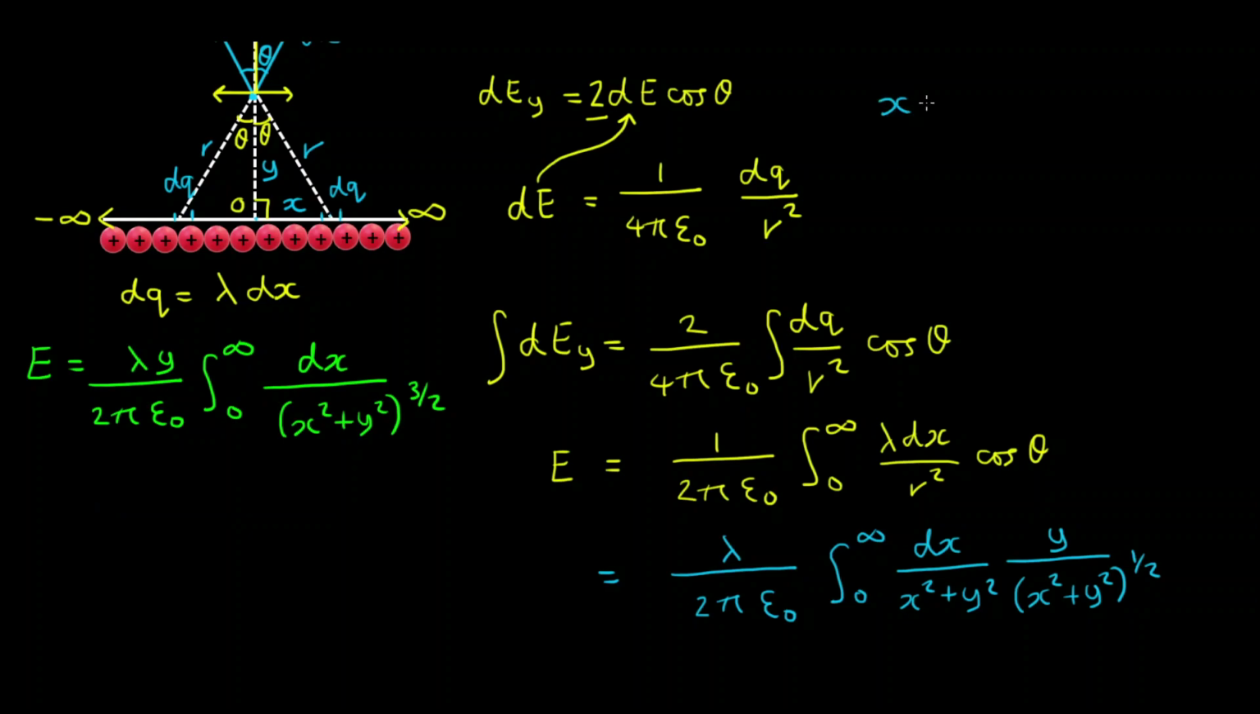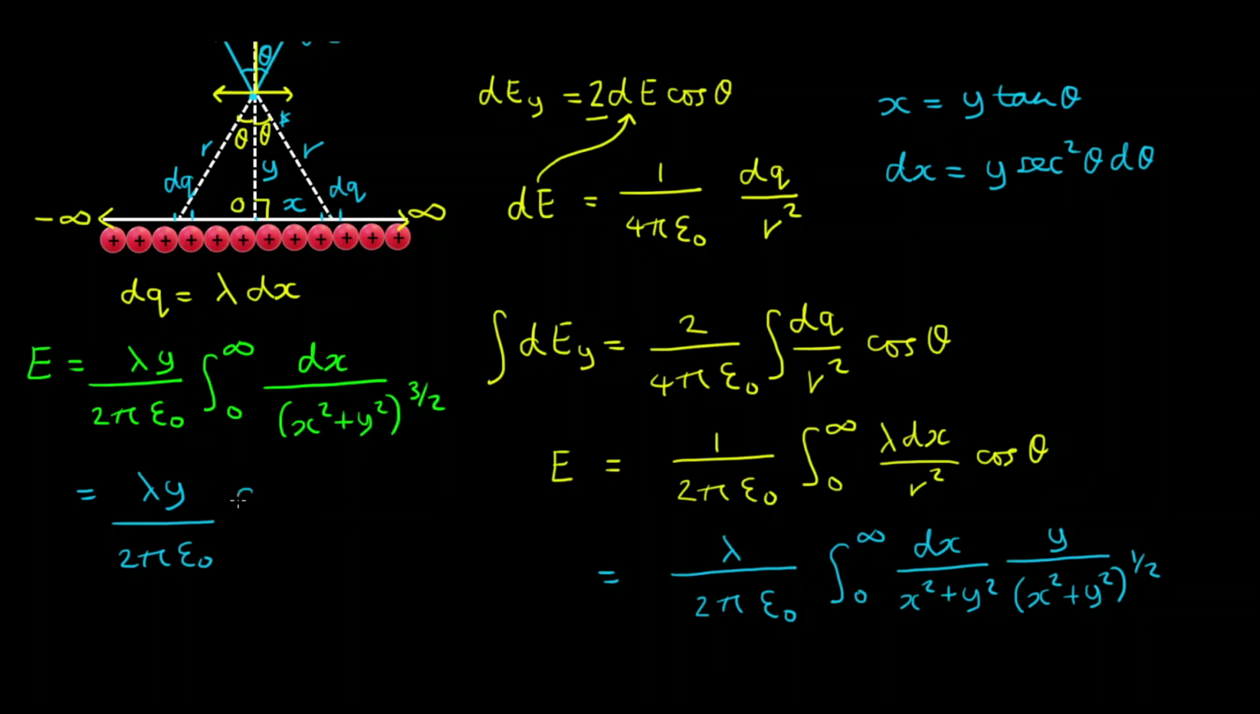So if we let x equal y tan theta, which we can deduce from the relationship in this triangle. So tan theta is x on y. And differentiating this equation with respect to theta gives us dx is equal to y sec squared theta d theta. And now we can make our substitution. So we get lambda y on 2 pi epsilon naught by the integral from 0 to infinity, and dx is y sec squared theta d theta.